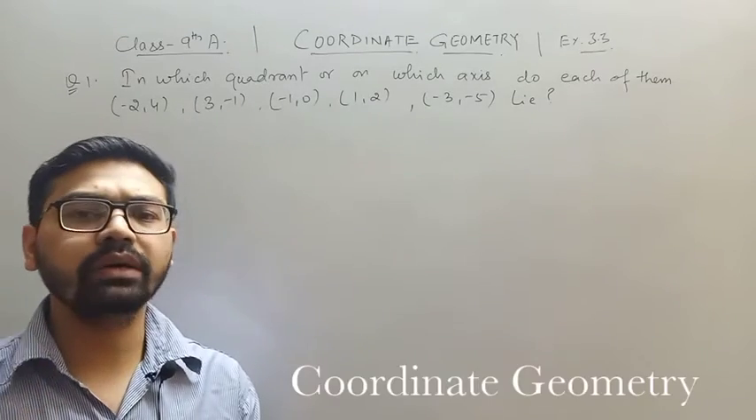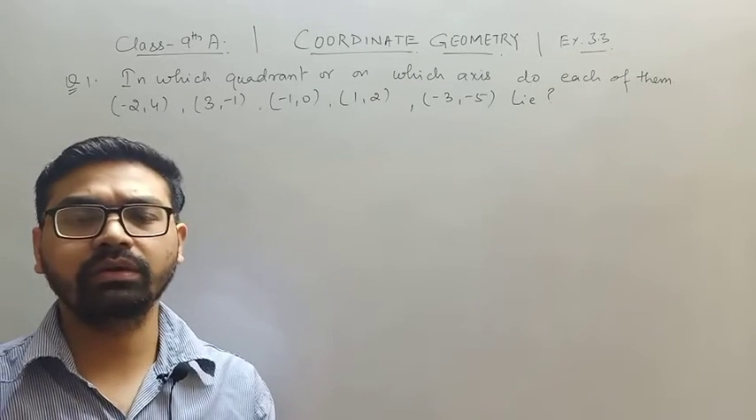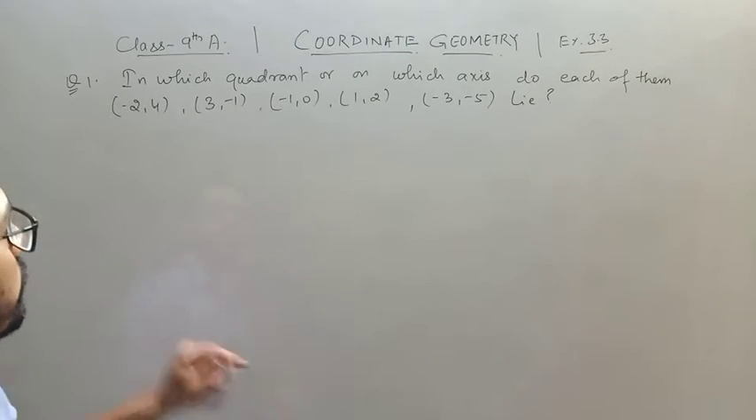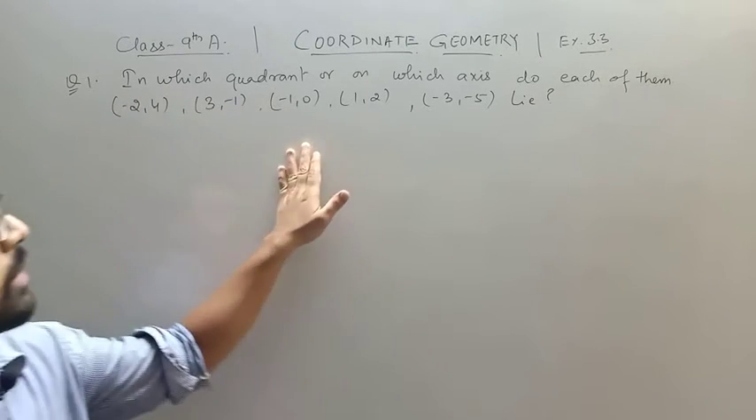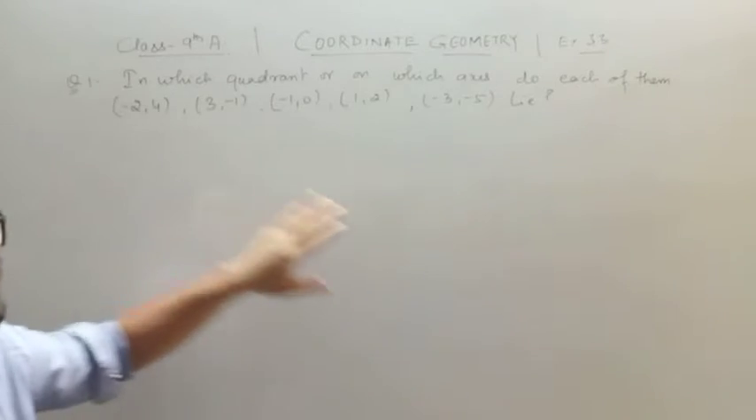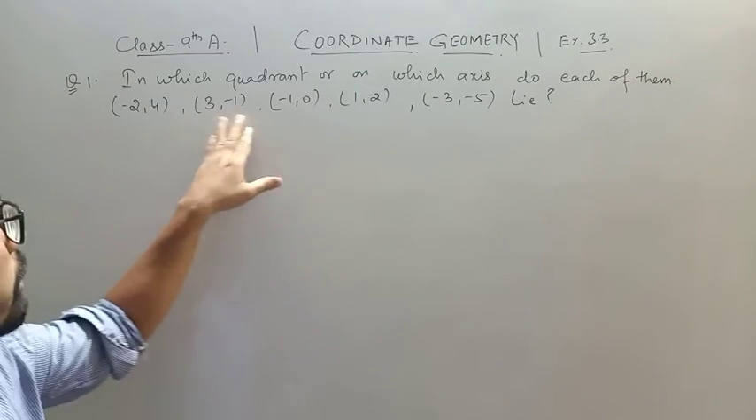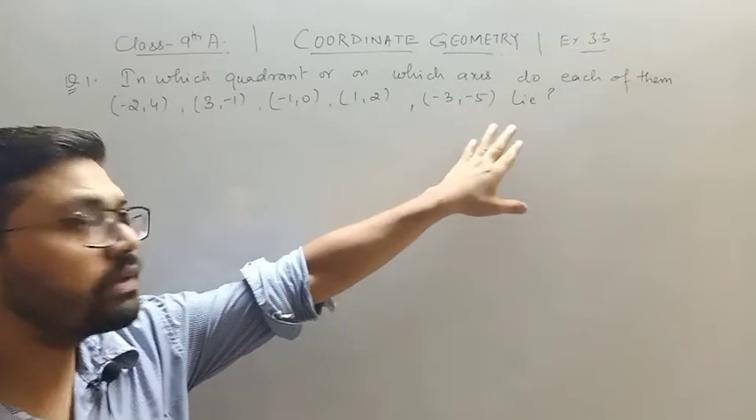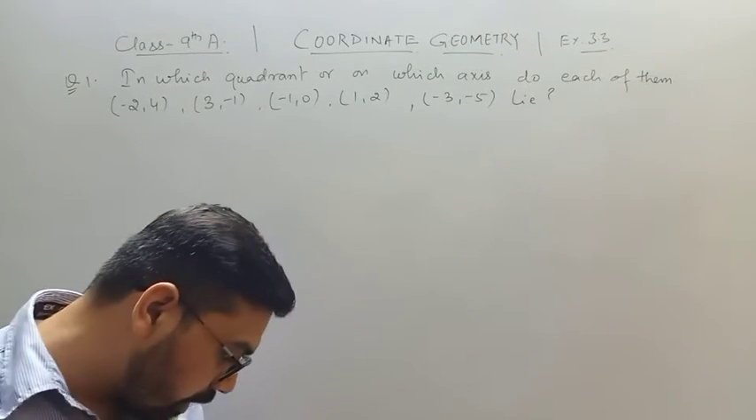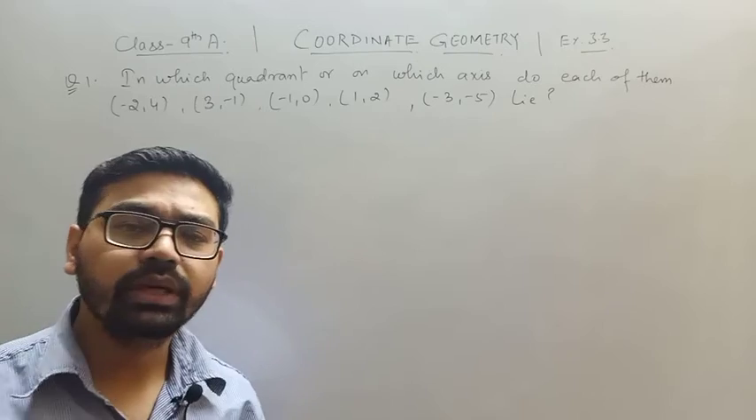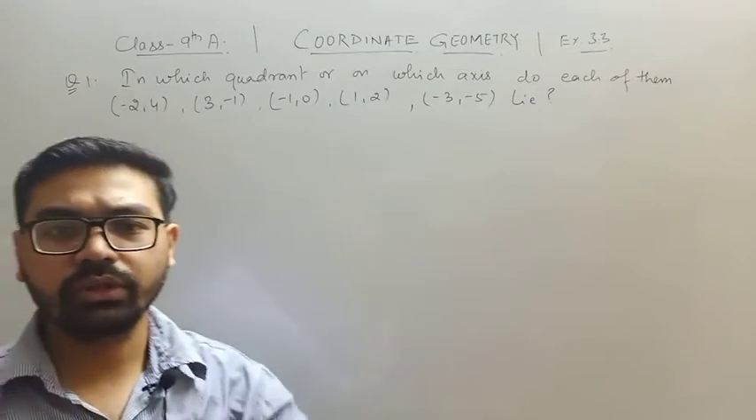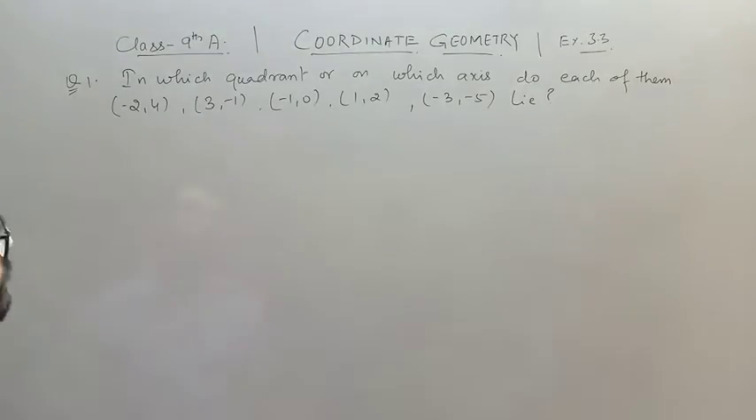That is, how to locate a point, how to locate a coordinate on a Cartesian plane, I mean on the xy plane basically. So the question is, in which quadrant or on which axis does each of them lie: (-2, 4), (3, -1), (-1, 0), (1, 2), (-3, -5)? Verify your answer by locating them on the Cartesian plane. So all you need to do is plot these points on the Cartesian plane. How? Like this.